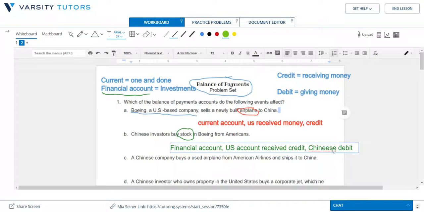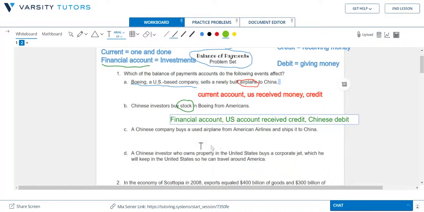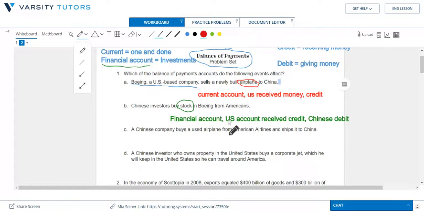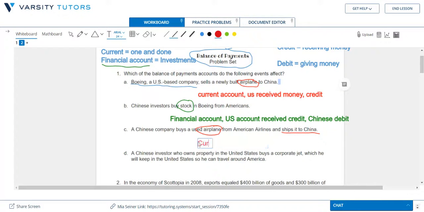All right, so just taking this idea a little bit further, if a Chinese company bought a used airplane, that used airplane to me is the immediate giveaway that it is a current account thing. And because we shipped it to China, we received money from China. So this is definitely current account, no doubt about it. And we received money. So again, we got a nice fat credit for that one.